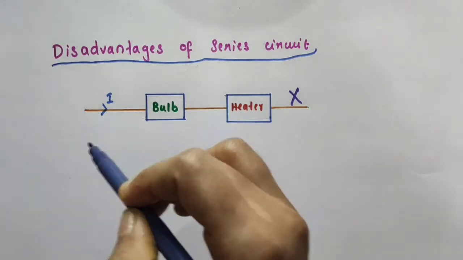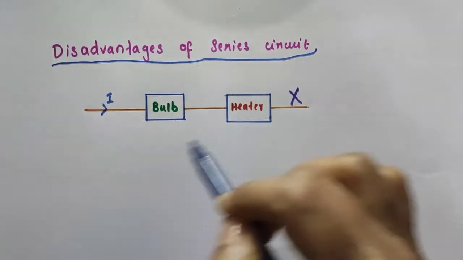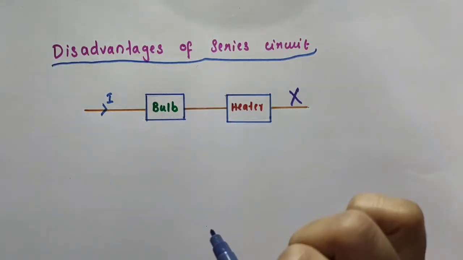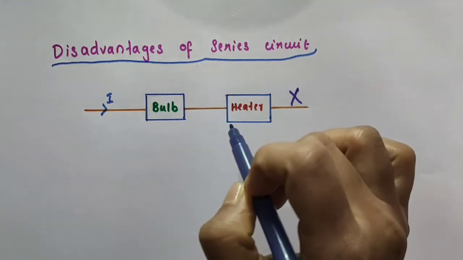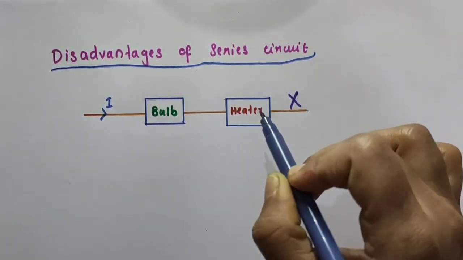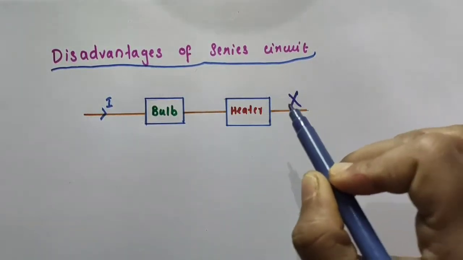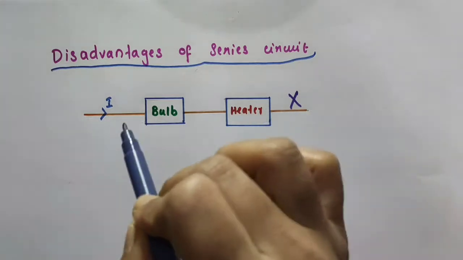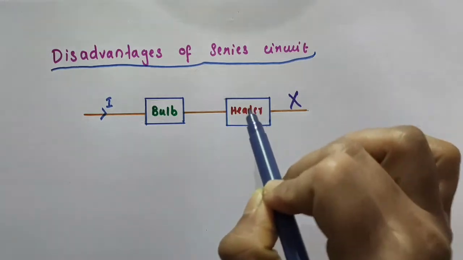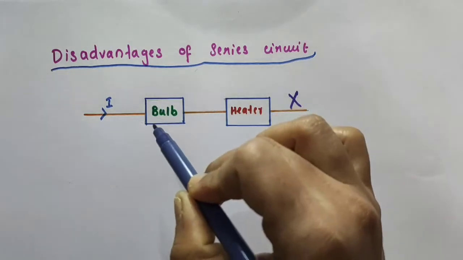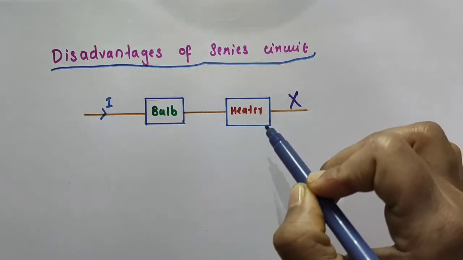We can connect the two ends of the series combination to a voltage source here so that some current flows through this circuit, and since they are connected in series, the same current flows through the bulb and the same current flows through the heater. But they need currents of different values to operate properly, practically. So it is impracticable to connect an electric bulb and an electric heater in series combination.